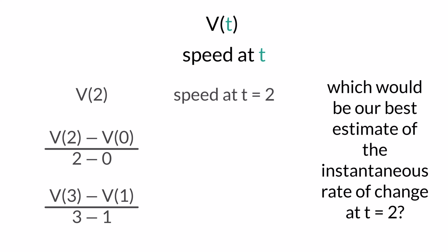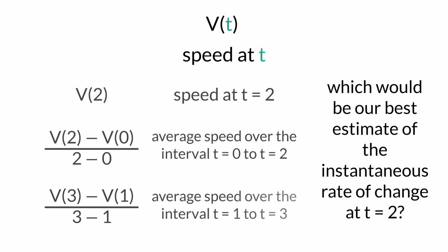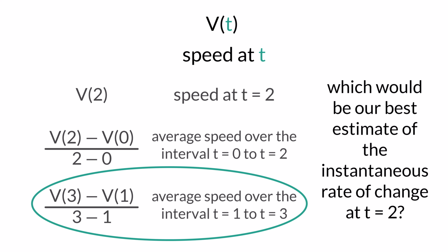v of 2 minus v of 0 over 2 minus 0 is the average speed over the interval from time equals 0 to time equals 2. And finally, v of 3 minus v of 1 over 3 minus 1 is the average speed over the interval time equals 1 to time equals 3. To answer that last question, the best estimate for the instantaneous rate of change at 2 would be the last one, using our interval over 1 to 3, because 2 is found inside of that interval.